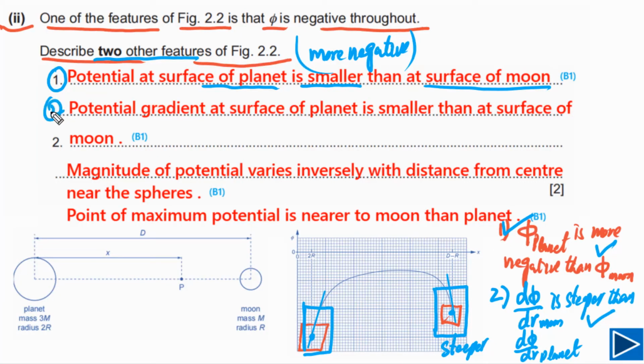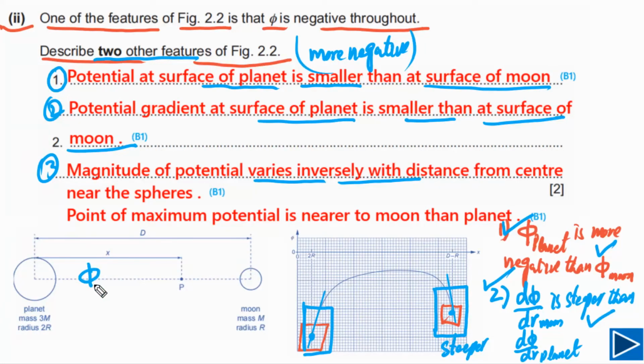In the second point, you can say potential gradient at surface of planet is smaller than at surface of moon. So this is our second point. Third point, you can also write down magnitude of potential varies inversely with distance from center near the sphere. Means near the planets and near the moon, potential is inversely proportional to R. So this point you can also mention.